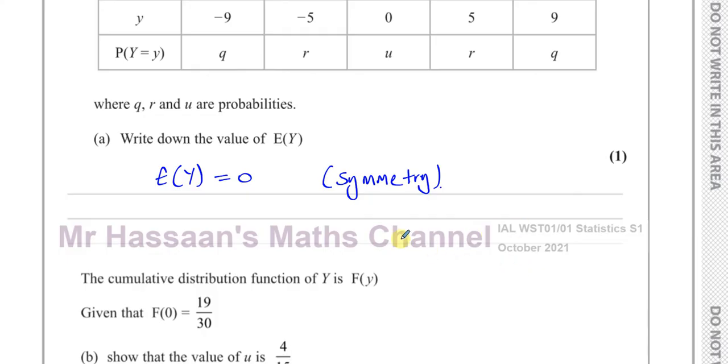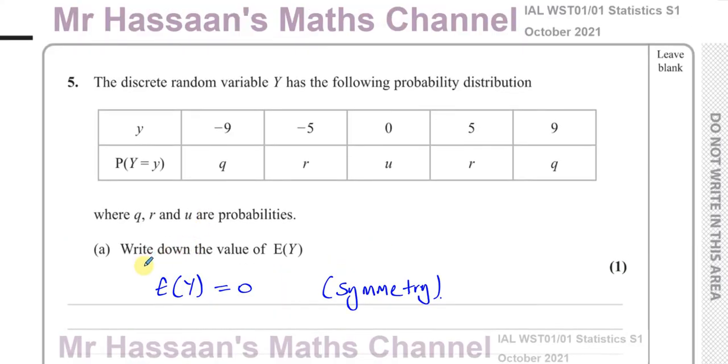So you don't even have to write that down. So the answer to part A is just E(Y) equals 0. Just by looking at the distribution, even if you don't know the values, you know the value of that and that are the same, that and that are the same, and you know it's going to be this one that is the expected mean. Okay, so that's A.